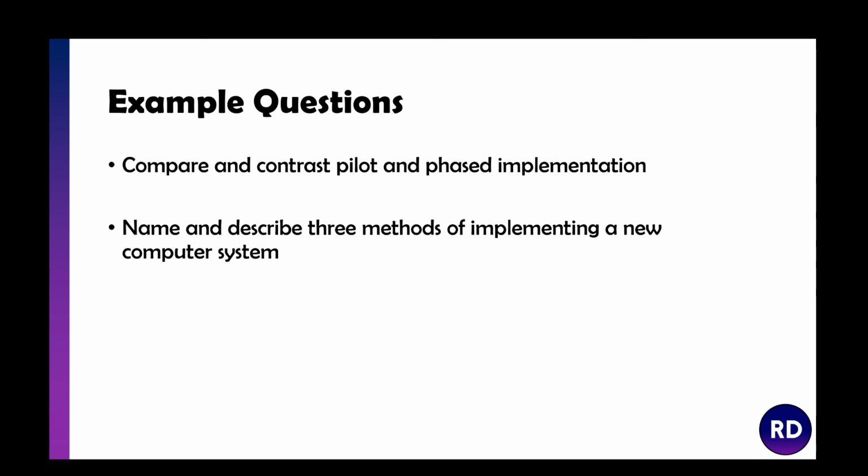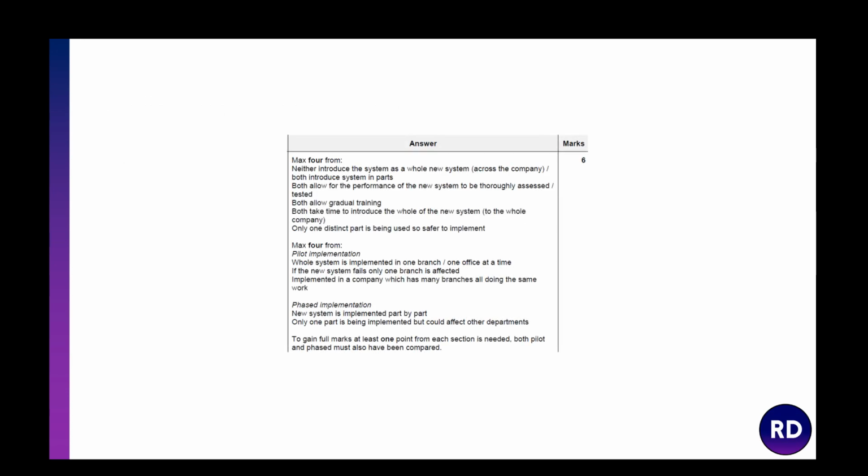So some example questions you might get in an exam will be comparing and contrasting pilot and phase implementation, or describing 3 out of the 4 methods of implementing a new computer system. So marks wise, you'd be looking at something like this. We can say that neither of these systems introduce the system as a whole new system. It's all phased in. It allows for the performance of the new system to be assessed, allows gradual training, and they both take time to introduce the whole of the new system to the whole company.